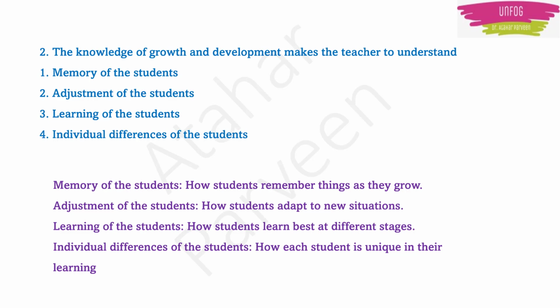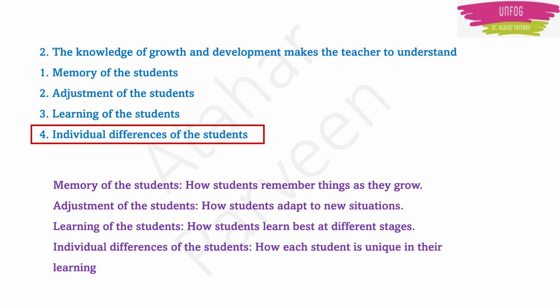Now among these 4 options, the knowledge of growth and development will make the teacher understand what about the learner? The teacher can understand individual differences of the students, right? Because the teacher will be taking tests, asking questions, and seeing the behavior of the child. Correct? So the teacher will know which child has what capacity for specific subjects, correct? Like some students are good at writing, some students are good at reading, correct?